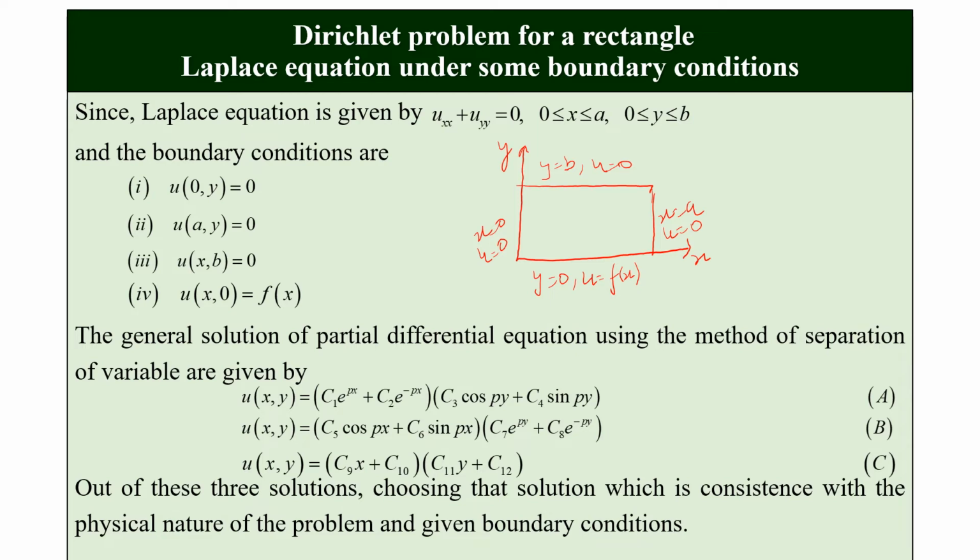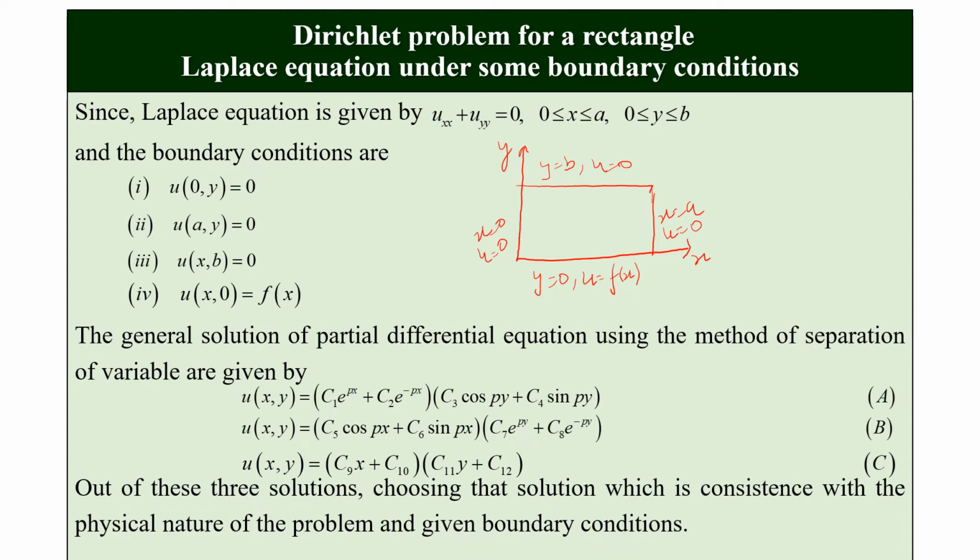Now in the previous section we have solved the Laplace equation by using the method of separation of variables, and we have obtained three solutions in the form of equations A, B and C. Out of these three solutions A, B and C, we choose only that solution which is consistent with the physical nature of the problem and the given boundary conditions.